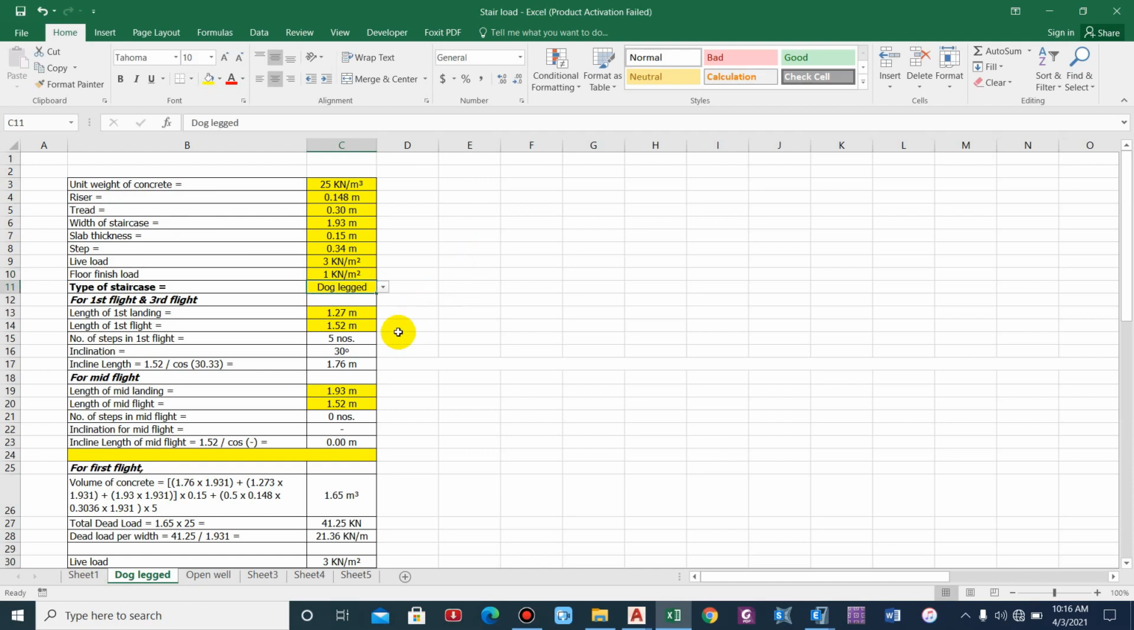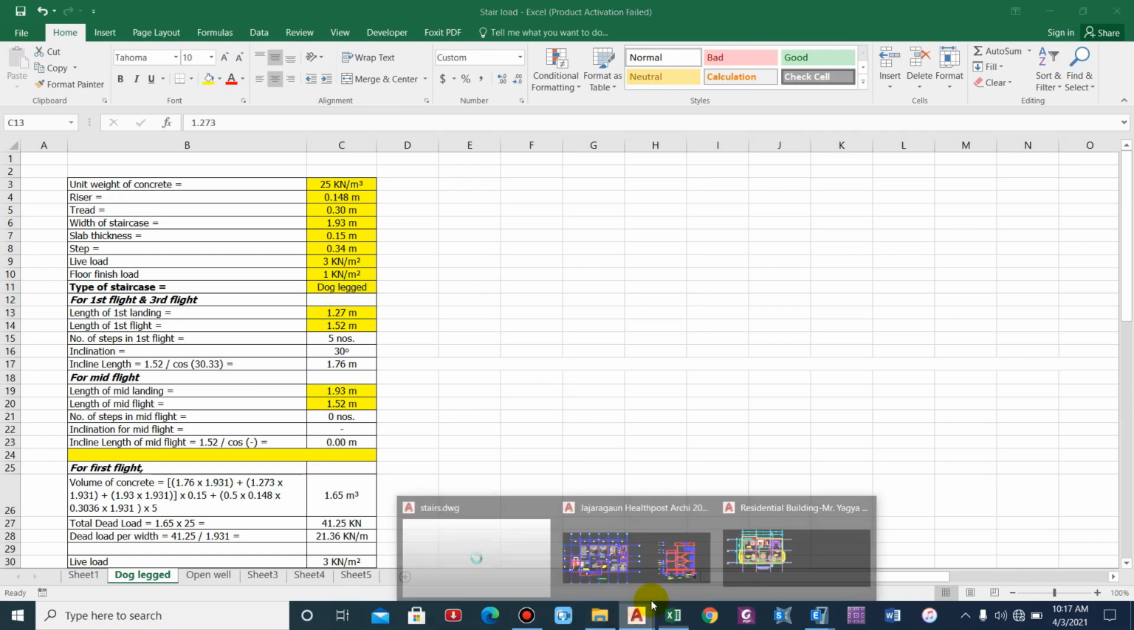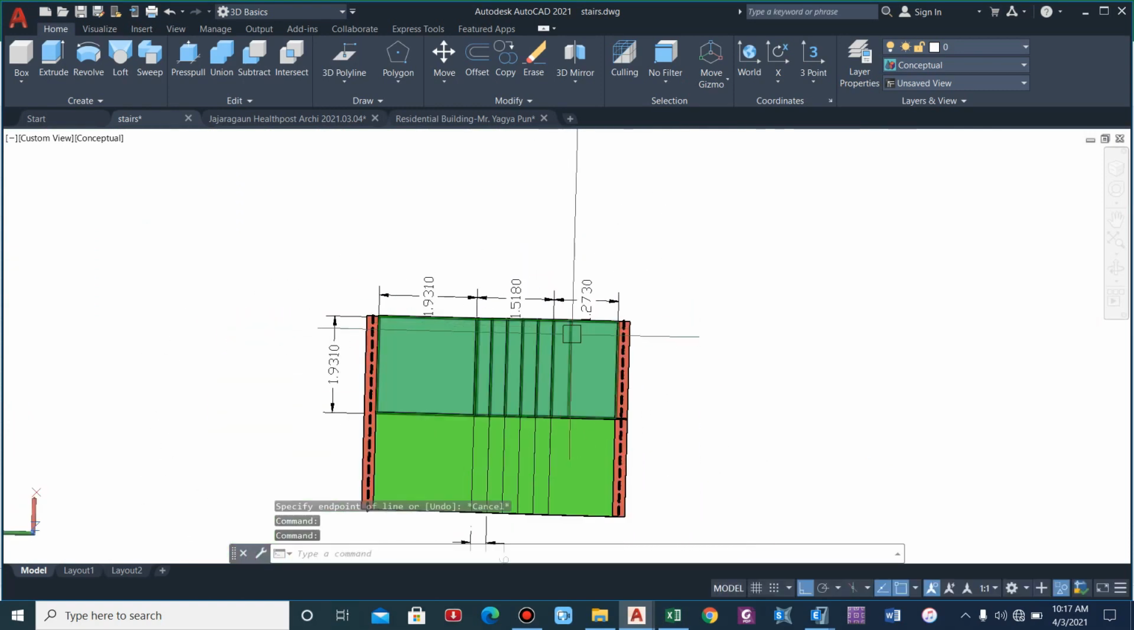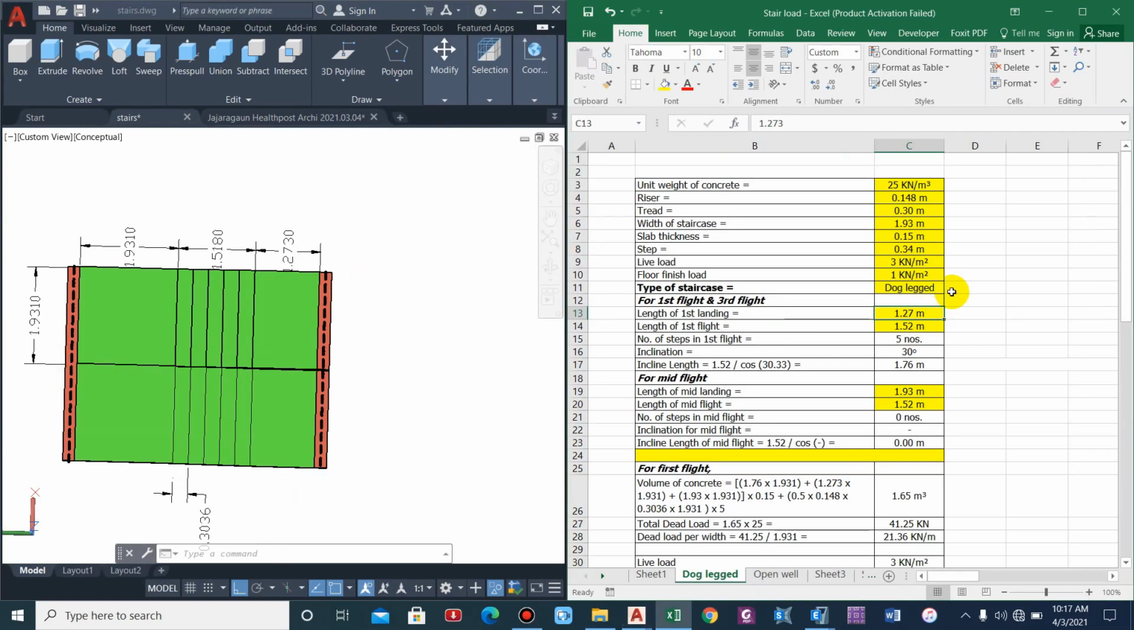Now type of staircase, as I've said, we'll be discussing dogleg first. So dogleg staircase, length of first landing. As I have said, the length is taken as 1.273 for the first landing. Similarly, length of first flight is 1.52. Number of steps in flight will be computed using this formula, that is length of first flight divided by dimension of tread, and then you will get the number of steps in the first flight. So we have 5 steps, that is computed. I have made a formula over here. Similarly inclination 30 degree, this is also from simple trigonometry.